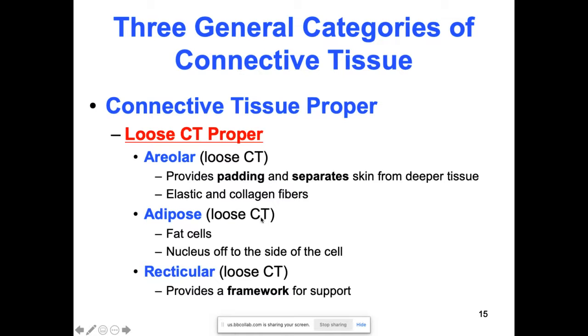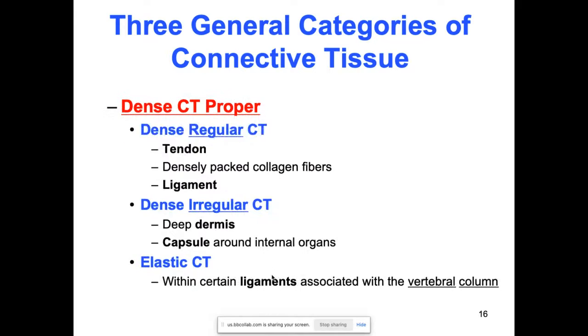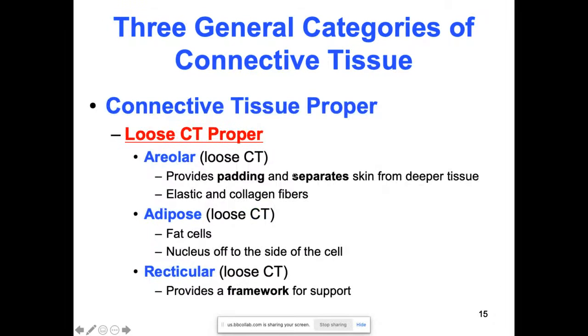Adipose is considered loose connective tissue. These are fat cells. Sometimes they're referred to as adipocytes, but they're fat cells, and they tend to look a little bit like squamous cells, except squamous cells have a nucleus right in the center. Adipose has a nucleus that's to the periphery. Hard to see it. Reticular is also loose connective tissue. This provides the framework for support. Looks like a meshwork. So that was loose connective tissue.